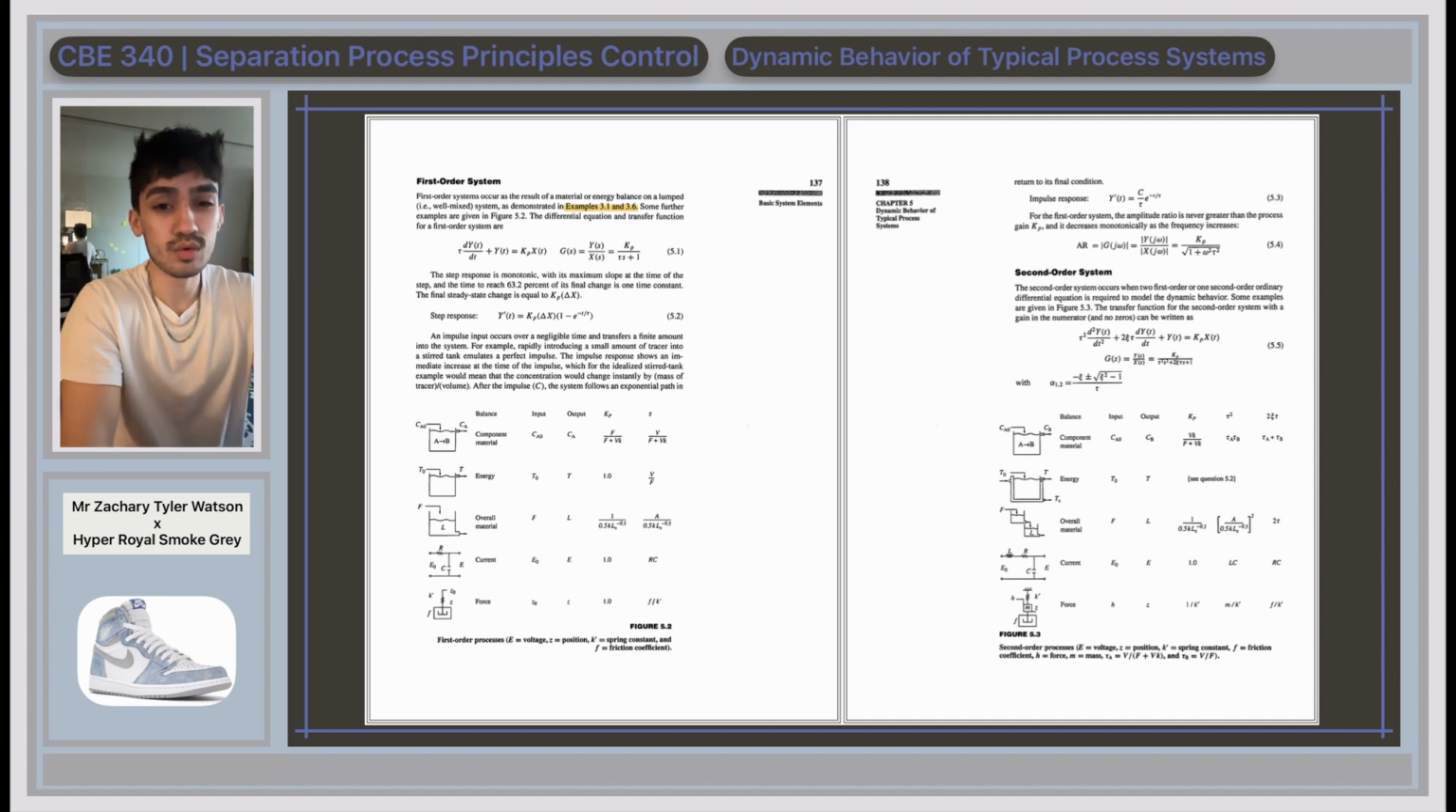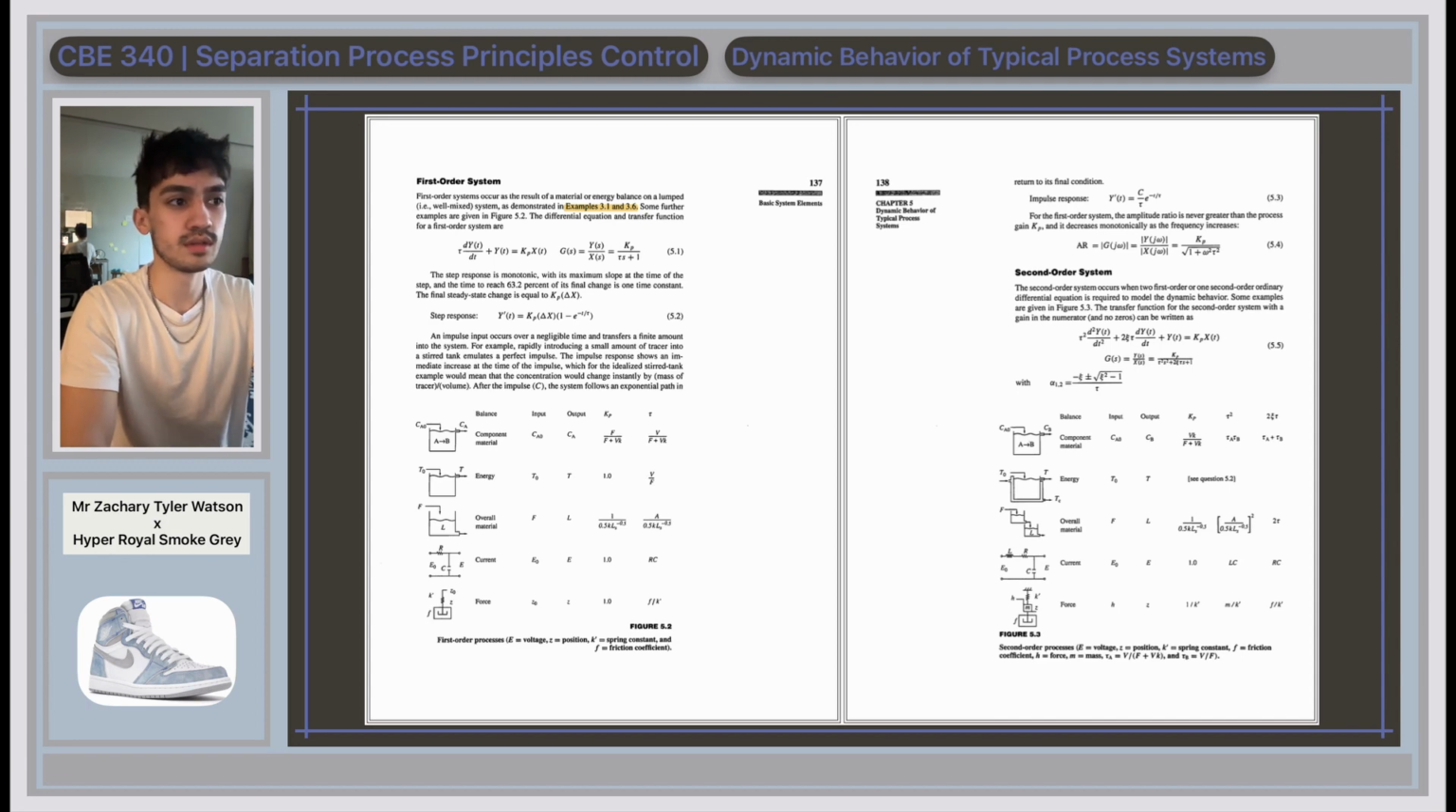Concerning a second order system, it is identified by a second order derivative. It occurs when two first order or one second order ordinary differential equation is required to model the dynamic behavior. Some examples are given in figure 5.3, and also the transfer function for a second order system with a gain in the numerator can be written as equation 5.5. For equation 5.5, the differences between first order and second order system are namely that we have a second order derivative, and also the introduction of a damping factor titled zeta.